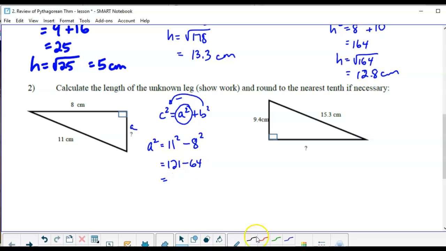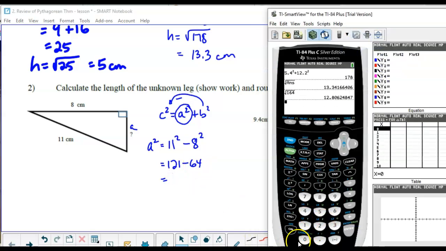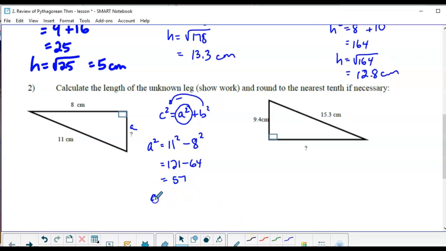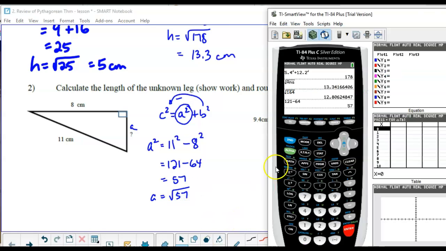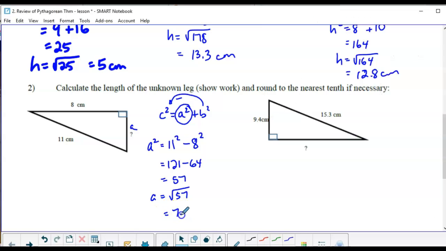Okay. And you can do that in your calculator if you want. So 57. So A will be the root of 57, and to the nearest tenth is 7.5. Remember that it's a leg, so it cannot be bigger than 11. So if you added, you would get something bigger than 11, and that wouldn't make sense.